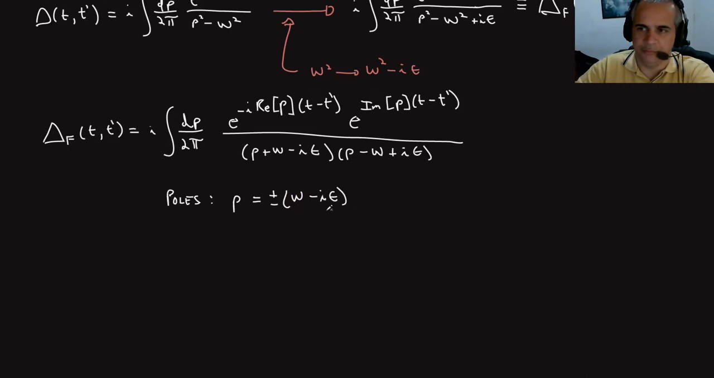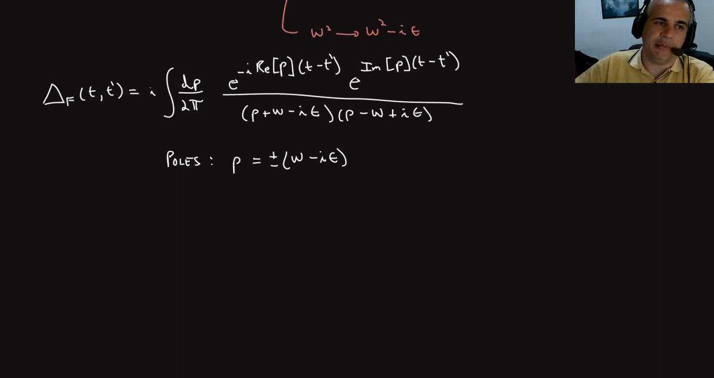And I have to do the integral now. And of course, I have to choose a particular path of integration, because I'll do this integral by residues, right? But I need it to converge, right? In other words, let me draw the complex plane for p here.